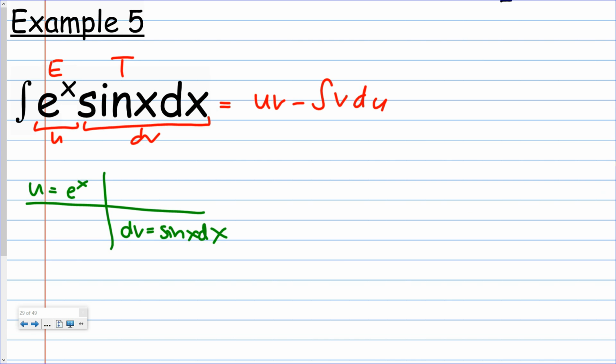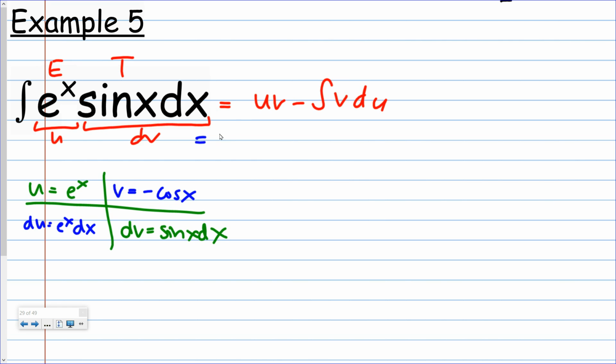Okay. What is the derivative of U? du equals e^x dx, right? What is the integral of sine x? V equals, I think it's negative cosine x. Are you good with that? All right, I'm going to go ahead and plug in. So this is U times V.